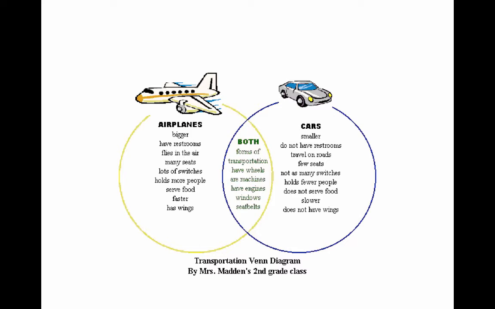Visuals can also be used to categorize information. So in this case, the visual uses both images and text in order to organize information about transportation. This was an online example I found from a second grade class from a curriculum on transportation.